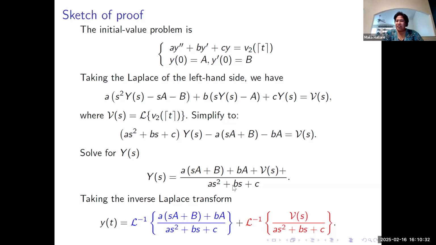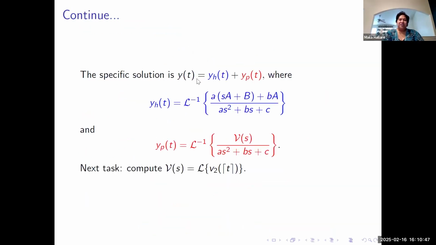Once we look at this y of s, I have separated that into blue and red. The blue here will capture the complementary function, and this part here will be the particular solution. And so the specific solution is given by this. And as we have seen earlier, this part is already known. So we will focus our energy on computing this, the inverse Laplace of V of s over as squared plus bs plus c. The as squared plus bs plus c in the bottom comes from the fact that we have a constant coefficient second order differential equation with coefficients a, b, and c.